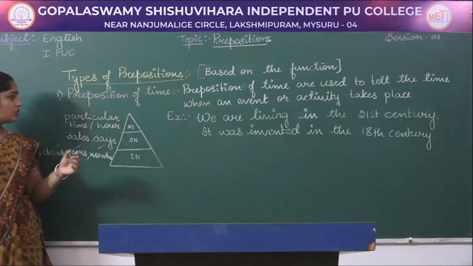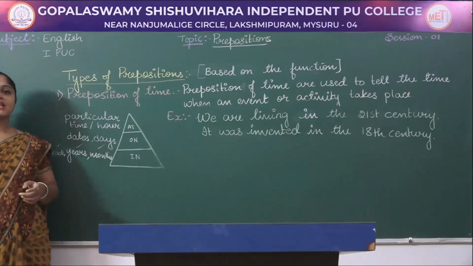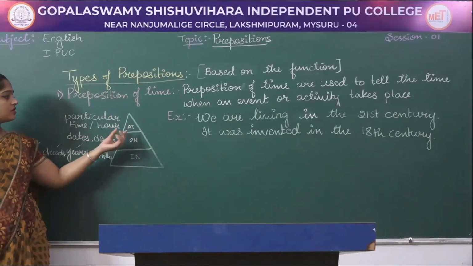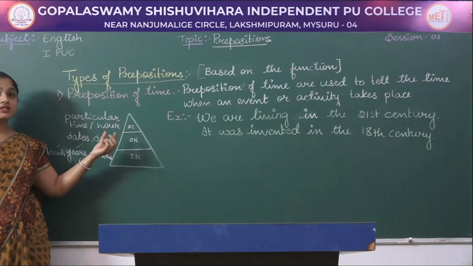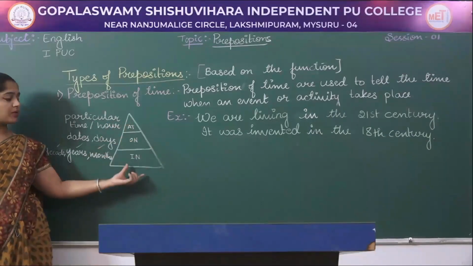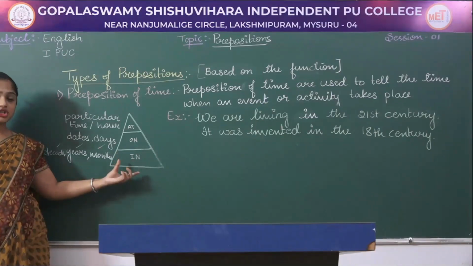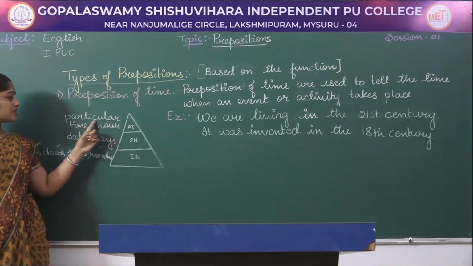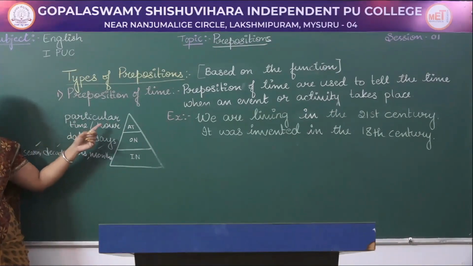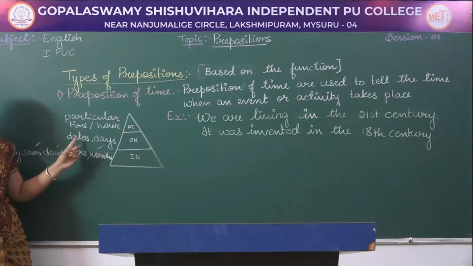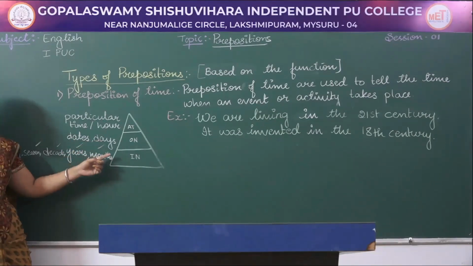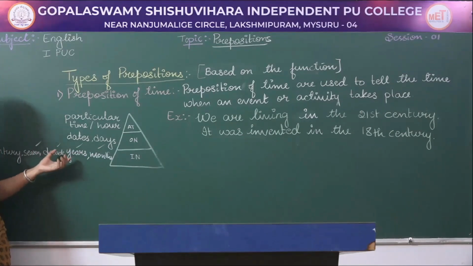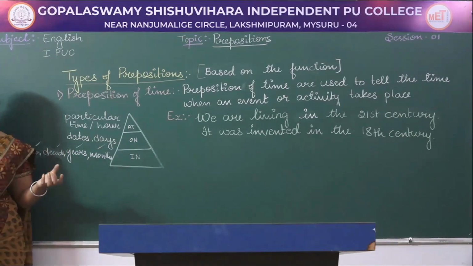So as we know, at, on and in are a few examples of prepositions of time. In order to remember when and how to use them, we have to remember this diagram, a pyramid shape. At talks about a specific or particular time or an hour, whereas on talks about days and dates, whereas in talks about months, years, decades, seasons and centuries.